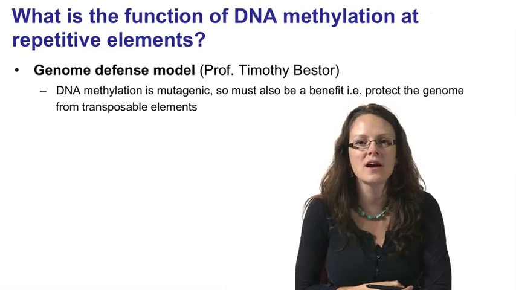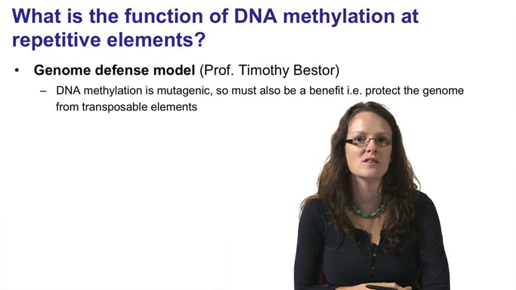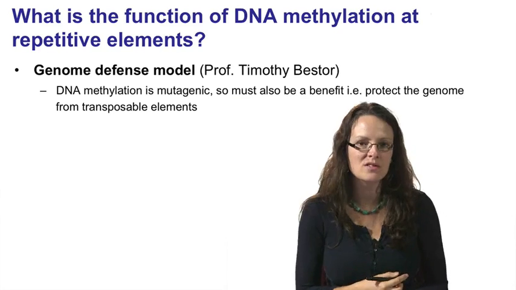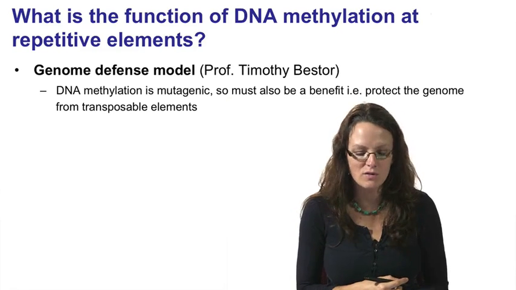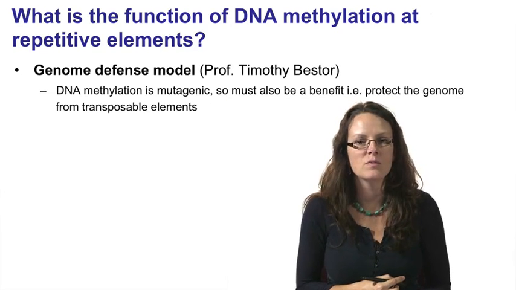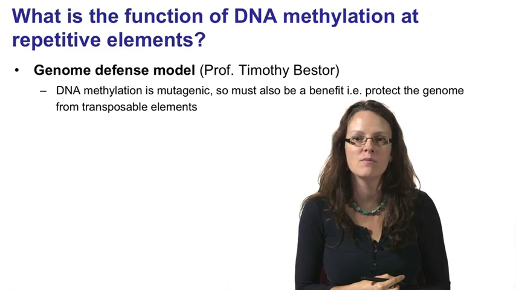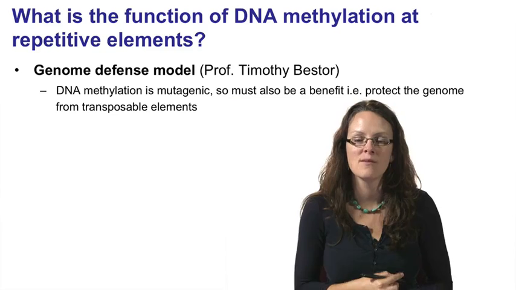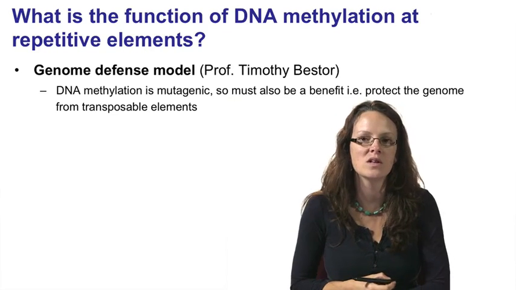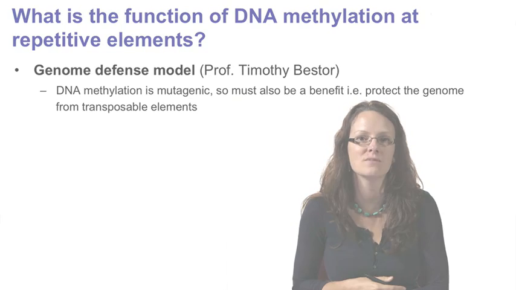So based on this silencing of the repeats, the genome defense model was proposed in the 1990s by Professor Tim Bestor. So this is based on the premise that if DNA methylation is mutagenic, then really there must also be a benefit for it to still occur in the mammalian system. And so he proposes that the primary function of DNA methylation is to protect the genome from these transposable elements. And this is certainly predominantly where DNA methylation is found. Because DNA methylation very rarely occurs at CpG islands, it mostly occurs at repeats or perhaps at intergenic intervals.